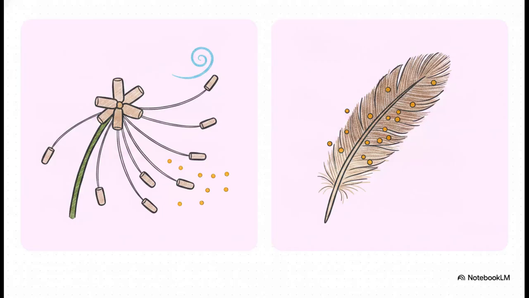To make sure the wind can do its job perfectly, these flowers have some very unique shapes. Their anthers actually hang right outside the flower so the wind can blow the pollen away easily. And their stigmas, the part that catches the pollen, are often big, exposed, and very feathery. They act just like giant nets to trap that floating pollen right out of the moving air.